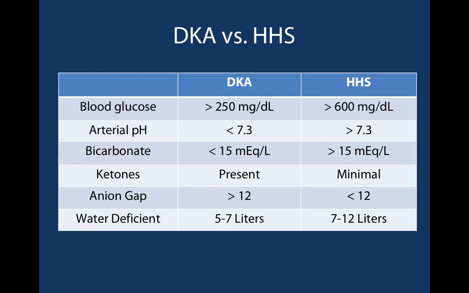To differentiate DKA from HHS, blood sugars are higher in HHS and there is a larger water deficit. DKA will have abnormalities like blood ketones causing an acidotic pH and low bicarb. Both are treated the same with IV fluids, electrolytes, and an insulin drip.